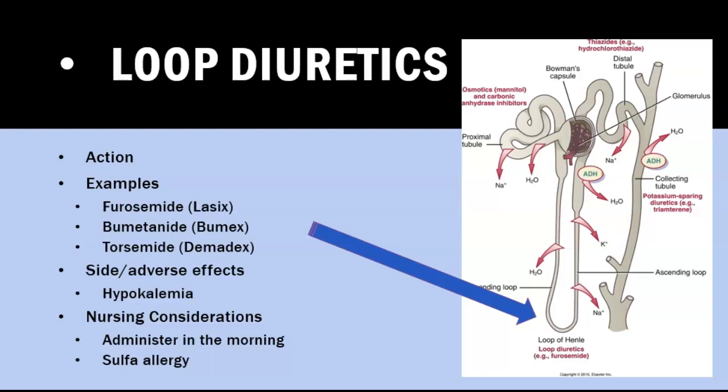Some side and adverse effects, again, hypokalemia because you're losing that potassium, and watch that when your patient is also taking digoxin because it can throw them into digitalis toxicity. Anorexia, nausea, and vomiting, so make sure that they are taking the loop diuretic with food.